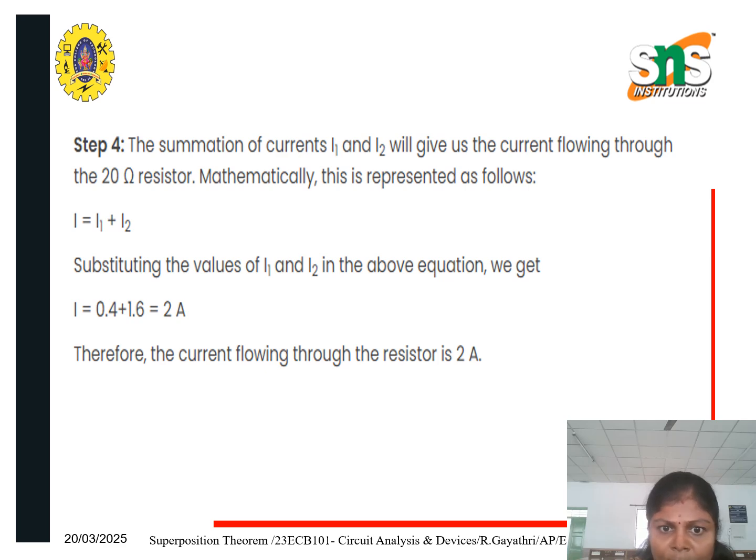Step 4, the summation of currents I1 and I2 will give the current flowing through the 20 ohm resistor. Mathematically, it is represented as I equal to I1 plus I2, which is equal to 0.4 plus 1.6, which is equal to 2 ampere of current. Therefore, the current flowing through the resistor is 2 ampere.